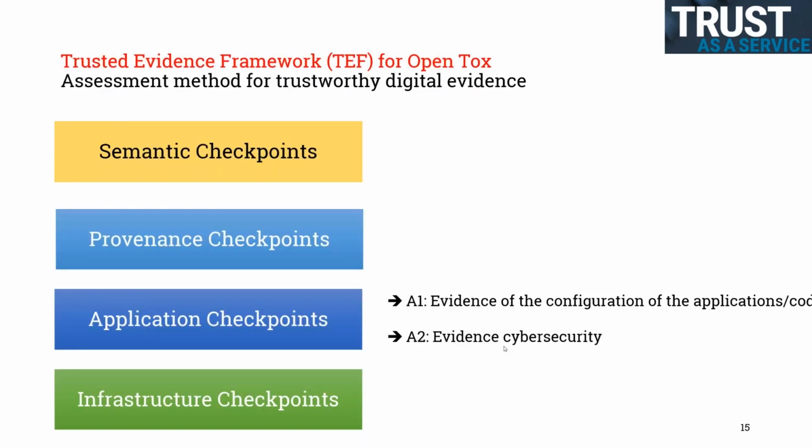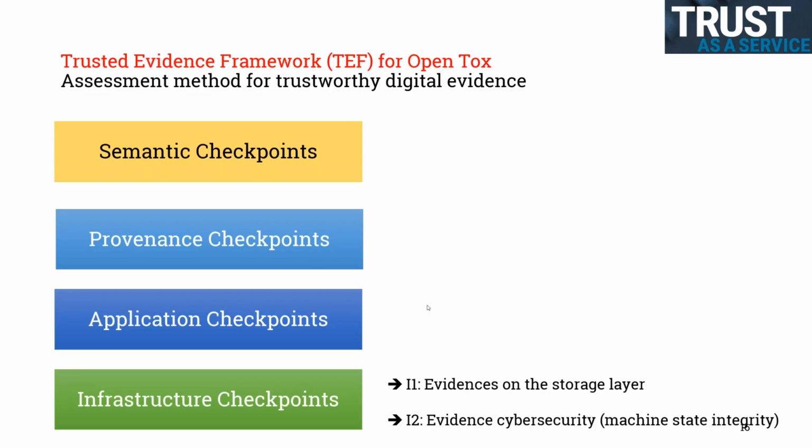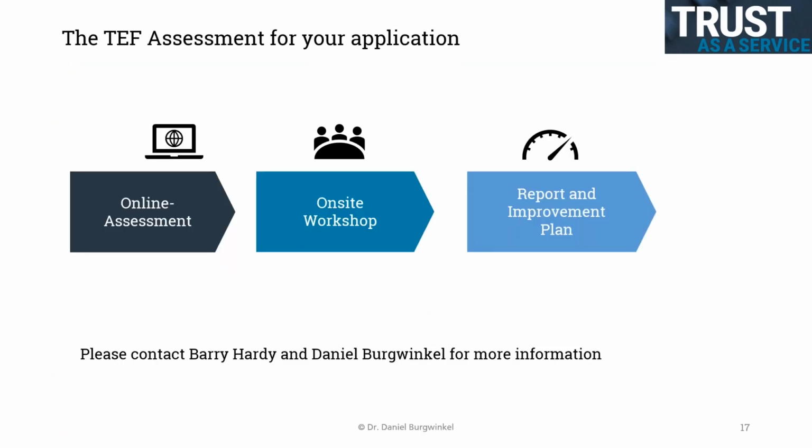So this means we have a set of evaluation points that try to simplify and aggregate the requirements for data integrity, for data provenance, and semantic interoperability. And our proposal is to work out an assessment method so that you could, in a first step, take an online assessment. These inputs would then be discussed in an on-site workshop, and from these results we would generate a report and an improvement plan, and the improvement plan could also show which new technologies like blockchain or other security methods could be used in your future research process.